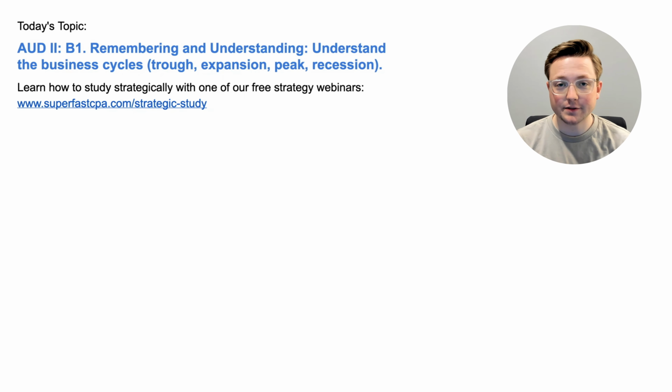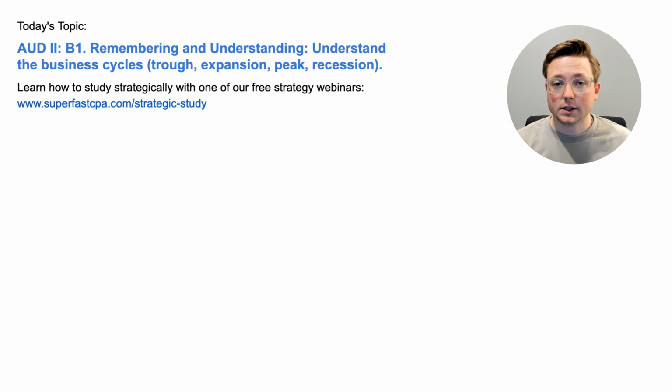I'm Logan, and in today's video, we're going to be going over Audit Area 2. This is Section B1. This is a remembering and understanding topic. Understand the business cycles, and that would be things including the trough, the expansion, the peak, and recession. And just letting you know, this is only part of a blueprint topic.